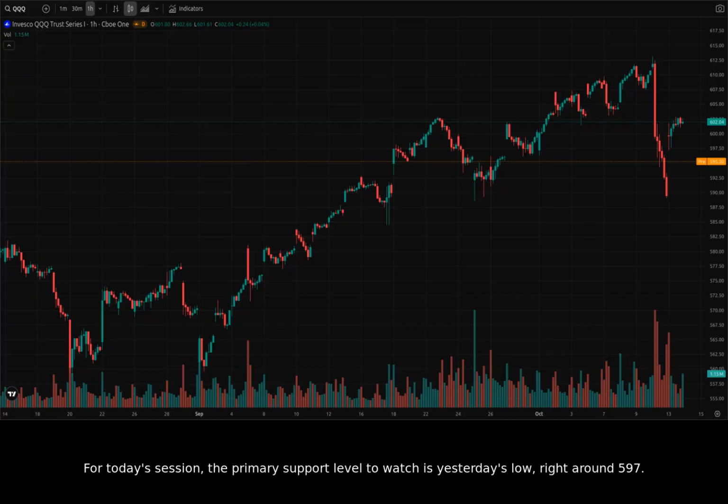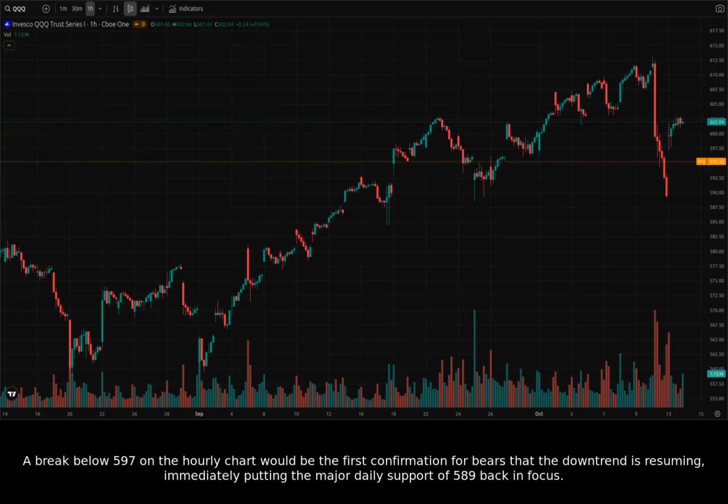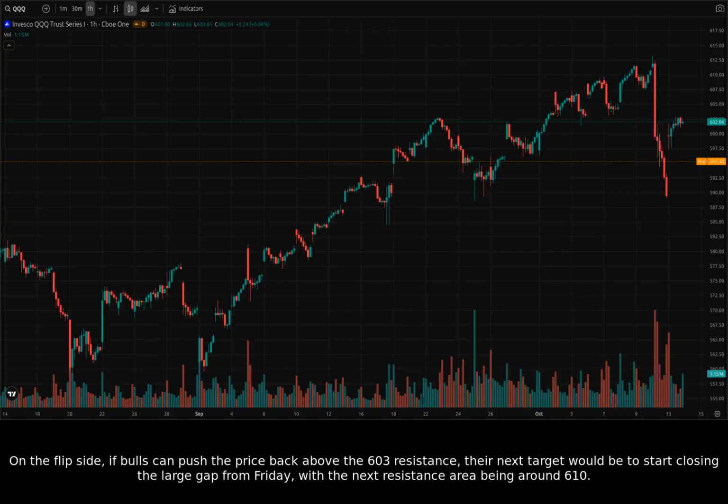For today's session, the primary support level to watch is yesterday's low, right around 597. A break below 597 on the hourly chart would be the first confirmation for bears that the downtrend is resuming, immediately putting the major daily support of 589 back in focus. On the flip side, if bulls can push the price back above the 603 resistance, their next target would be to start closing the large gap from Friday, with the next resistance area being around 610.